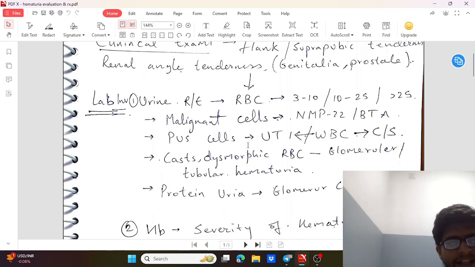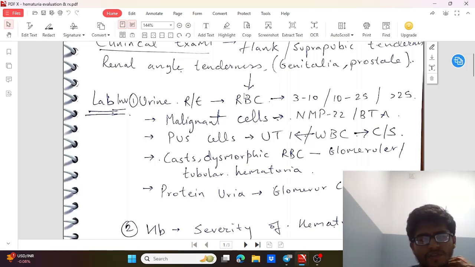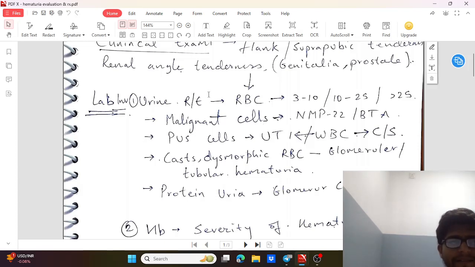Then after history and examination, we will go for the lab investigations, that is the initial investigation where we'll go for urinary examination. The urine has to be collected ideally in the morning, but it should not be the first urine specimen after recumbency. Also, it should not be after vigorous exercise or intercourse because that alters the result. As the RBCs are lysed in that, the chances of an incorrect result are more. So we'll check for RBCs in the urinary examination.